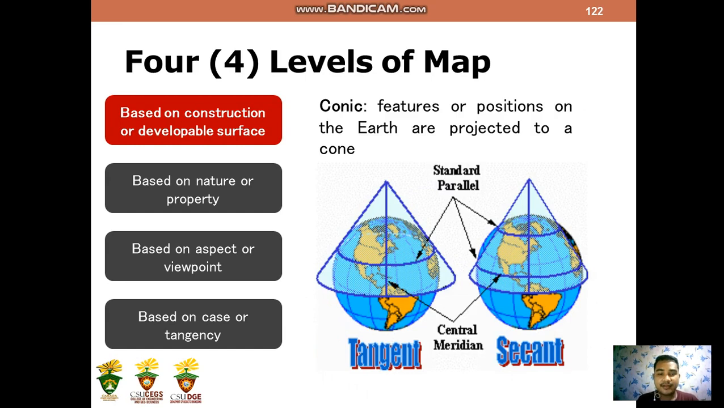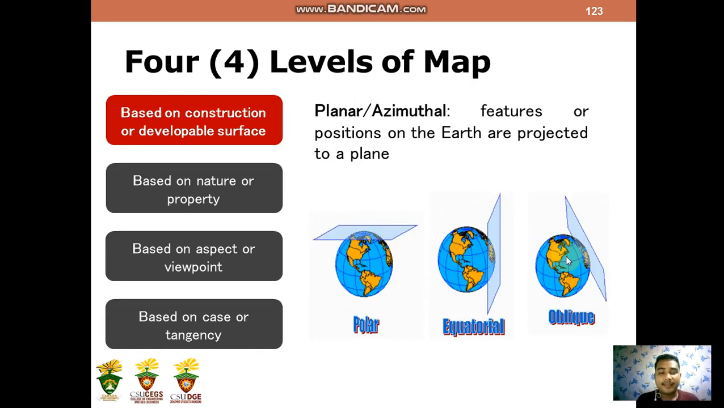We have also conic, another type of map projection, where features or positions on the Earth are projected onto a cone. We have tangent ba siya or secant? Tangent pasabot kasi isa lang siya nag-touch. Isa lang ka standard parallel ang iyahang na touch ani nga cone. Pag secant, duha na siya. And we have also planar or azimuthal. So na-discuss ko na kaganina na ang features or positions of the map are projected onto a plane. We have different aspects, no? Polar, equatorial ba siya, or oblique.